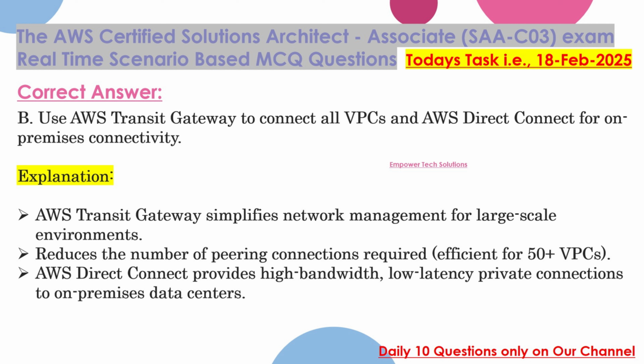Explanation: AWS Transit Gateway simplifies network management for large-scale environments. Reduces the number of peering connections required, efficient for 50+ VPCs. AWS Direct Connect provides high-bandwidth, low-latency private connections to on-premises data centers.